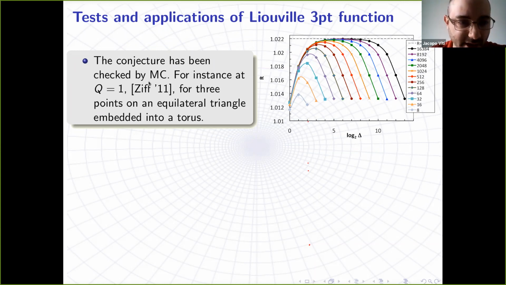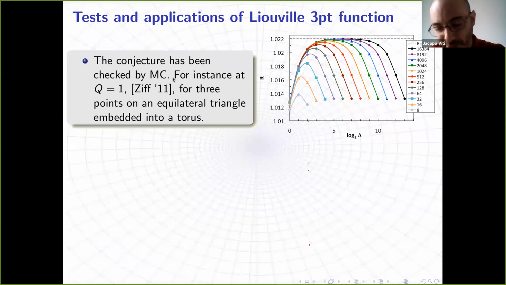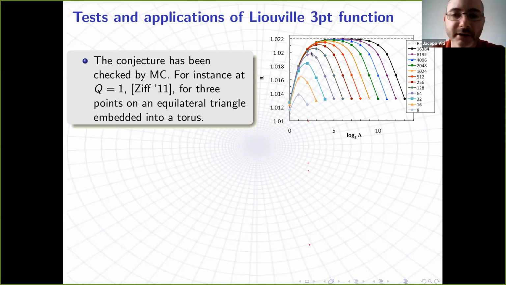So there is numerical evidence. This was done already at the very beginning for percolation, for instance. So for Q equal 1, the structure constant of Liouville theory will give the probability that 3 points are in the same percolation cluster at the critical point in 2D. And this can be checked easily with Monte Carlo. So the value, of course, agrees with the conjecture.